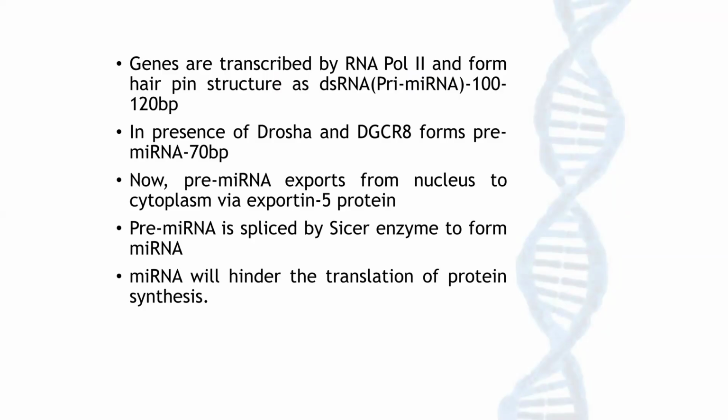microRNA. And then the free microRNA is exported from the nucleus to the cytoplasm via a transporter protein called exportin 5. And then this free microRNA is spliced by an enzyme called Dicer. And these steps form a matured microRNA. And then the mature microRNA will now hinder the translation of the protein.